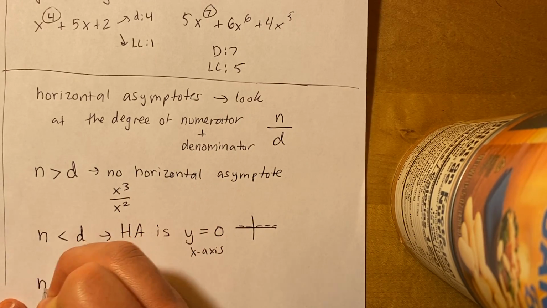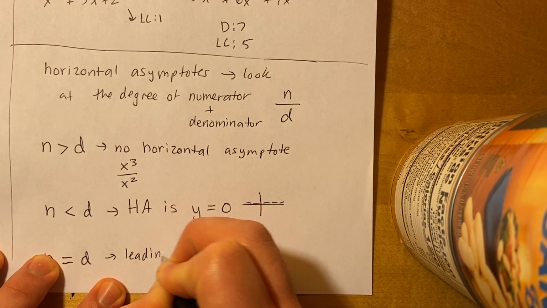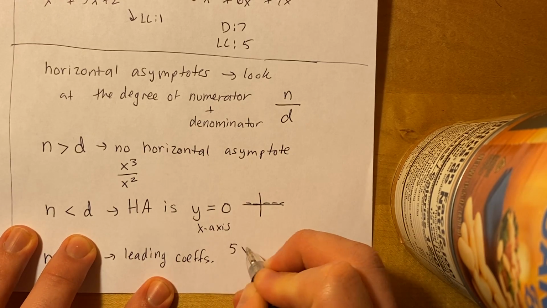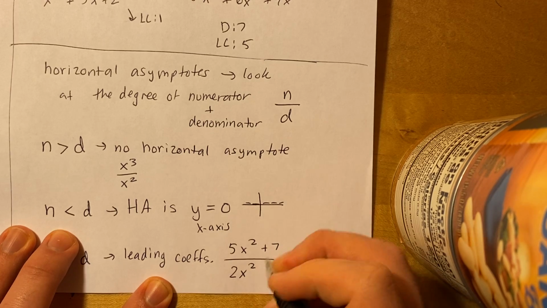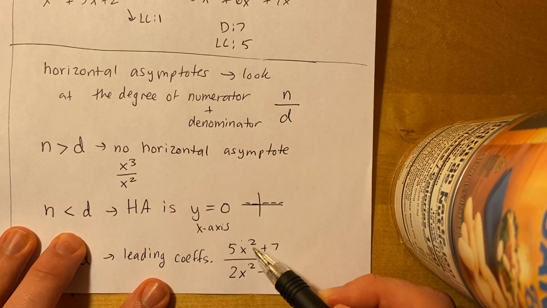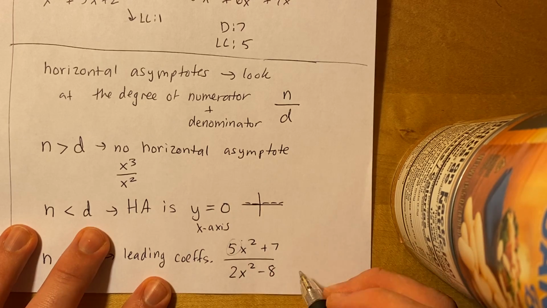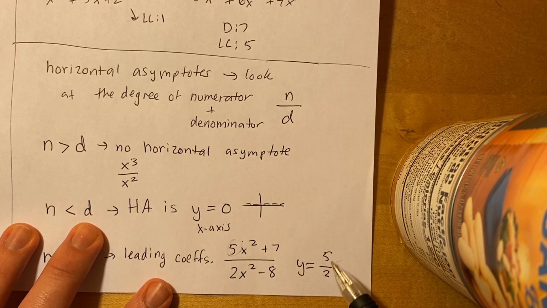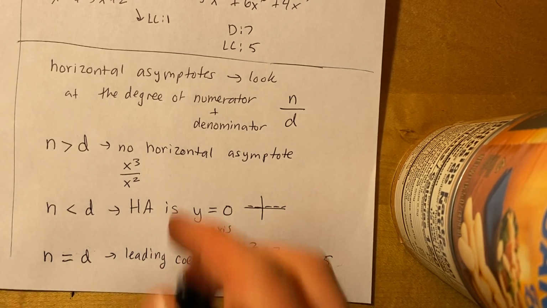If the degree of the numerator equals the degree of the denominator, look at the leading coefficients. Say, for example, you have 5x squared plus 7 over 2x squared minus 8. These have the same degree, both degree 2. So the horizontal asymptote is going to be 5 over 2, y equals 5 over 2. Just put the leading coefficient of the top over the bottom, and that's your horizontal asymptote. Pretty great. We're going to do some quick examples and then send you on your way.